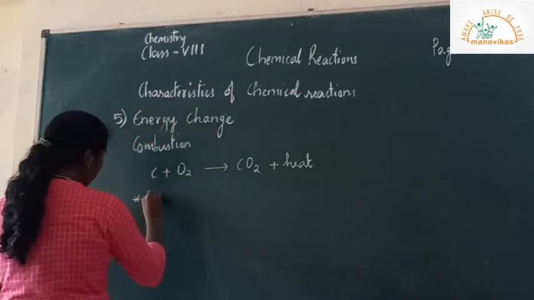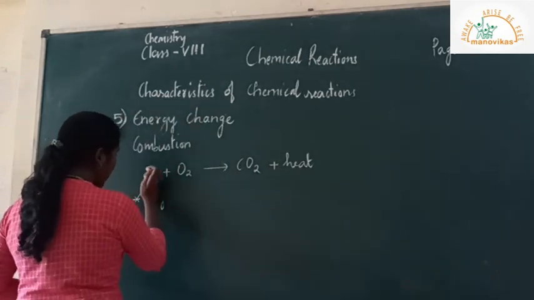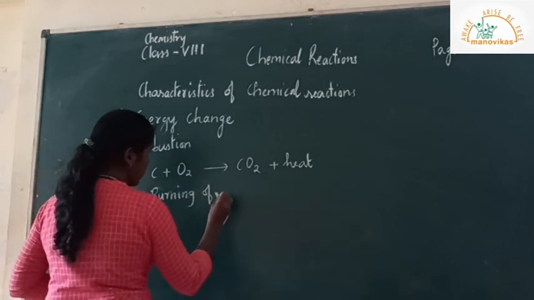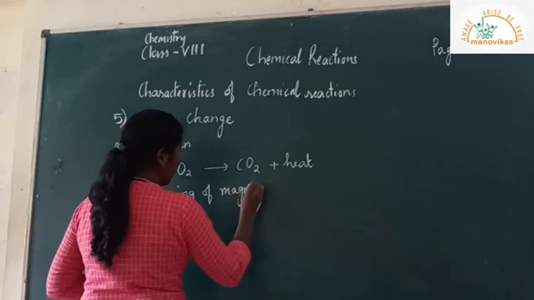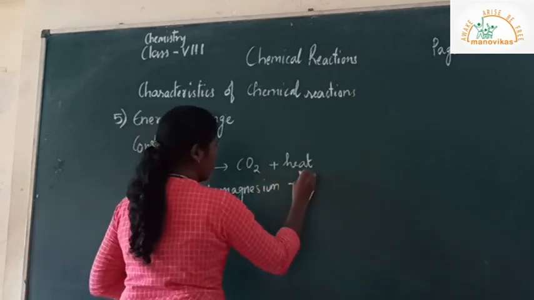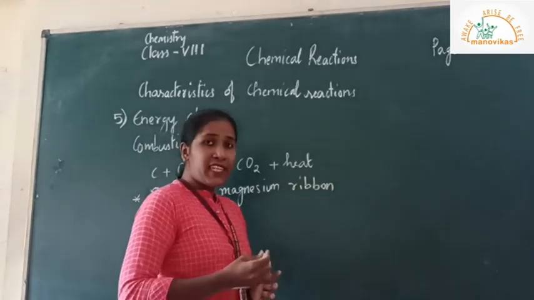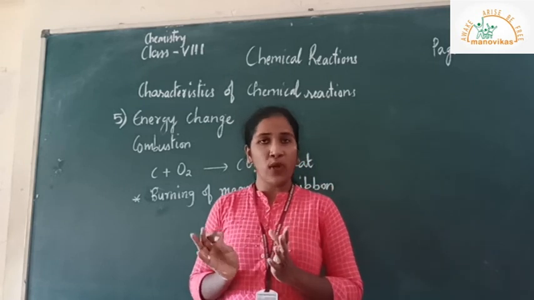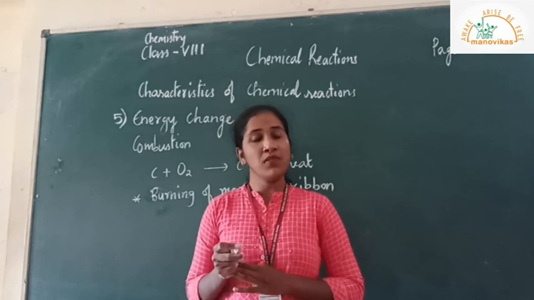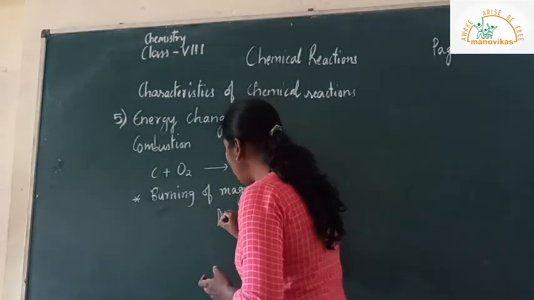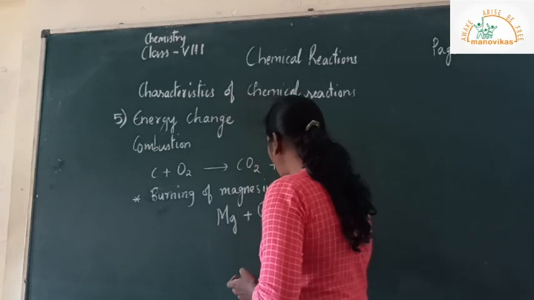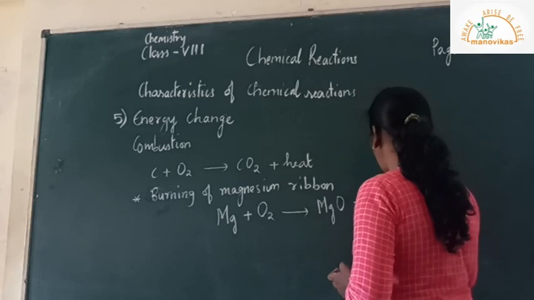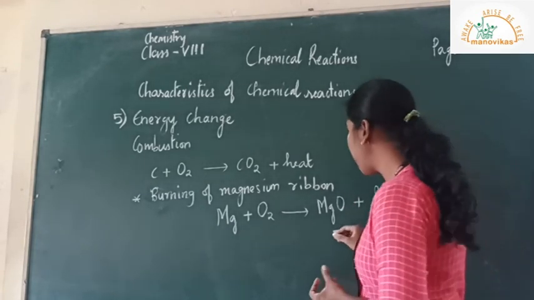Similarly, if we take one more example, magnesium ribbon. So here we can write burning of magnesium ribbon. When magnesium ribbon is burned in presence of oxygen, what we get to see is bright white dazzling light, and afterwards it forms magnesium oxide. So magnesium, when it combines with oxygen, what we get is magnesium oxide plus heat. We can also say light.